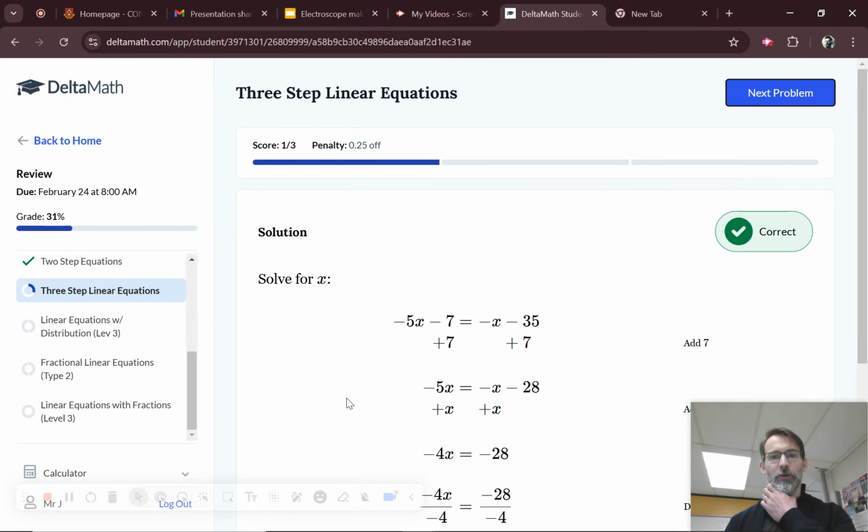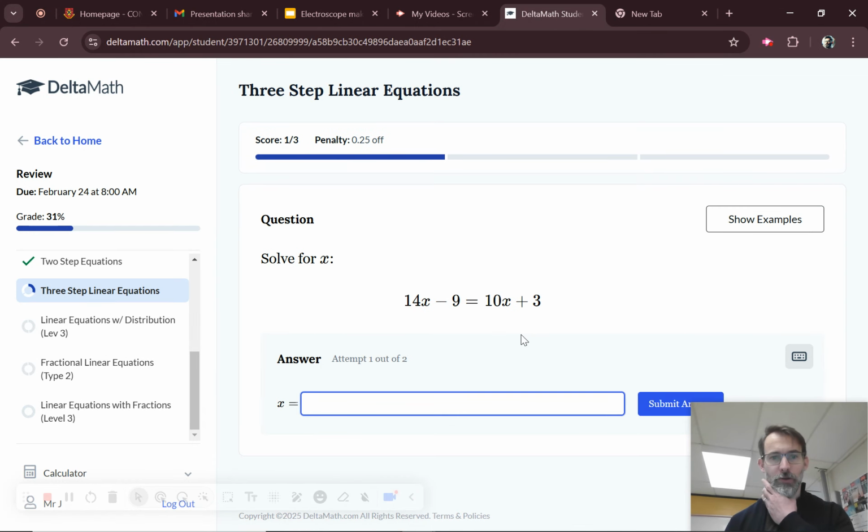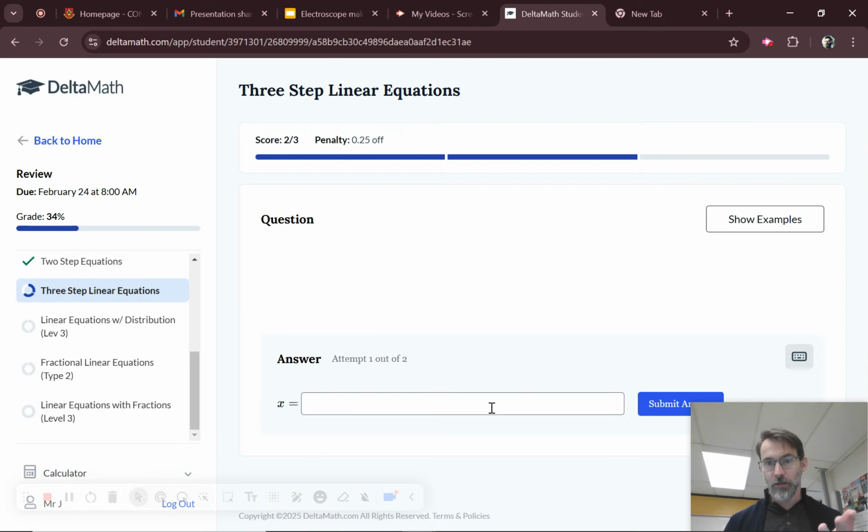Let's do another. We want to do 3 here, so let's do another few. This one is 3. Let's do another. 8.